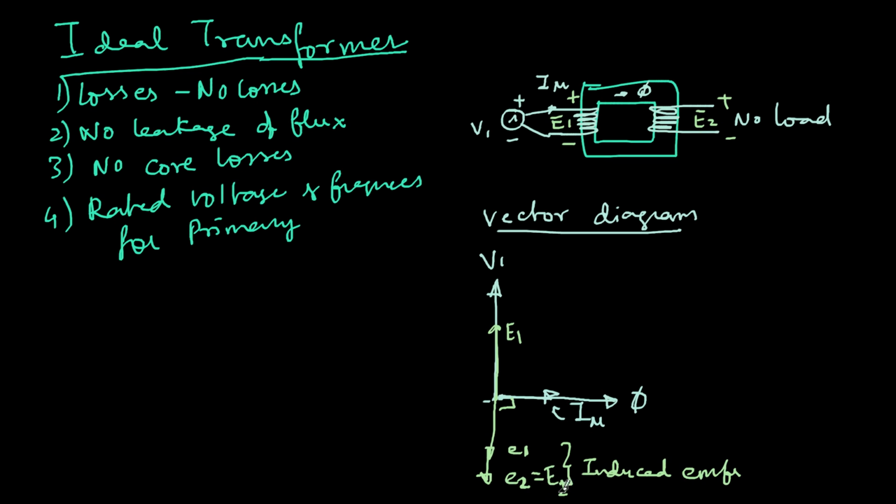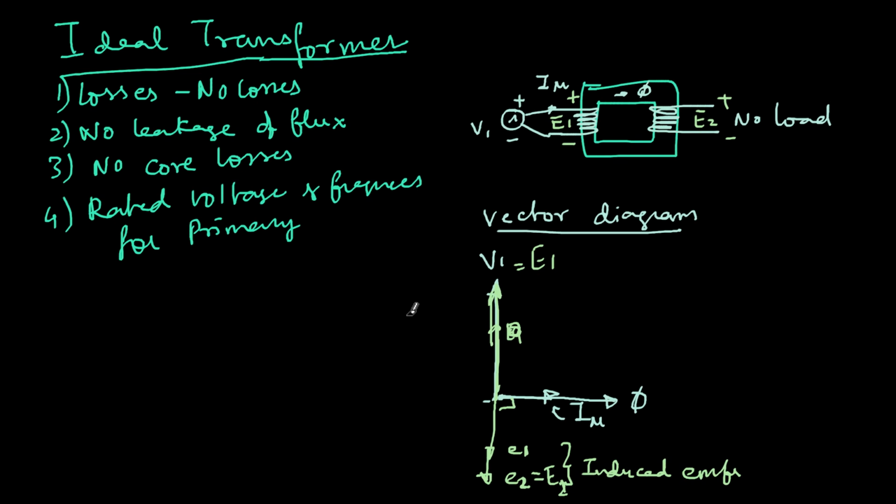Now, what is the relation between E1 and V1? Actually, E1 and V1 will be equal. So I should be showing it like this. Irrespective of the number of turns, in the ideal transformer both will be equal, whereas E2 will depend on the ratio of the turns. So this is about the ideal transformer.